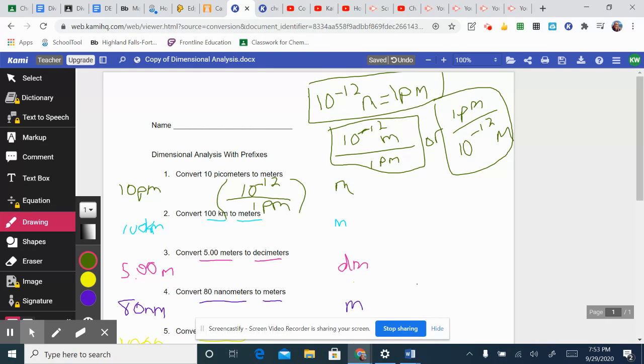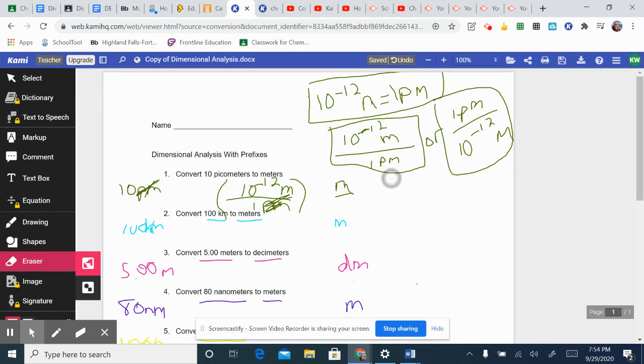So our units, picometers, they cancel. And our end unit, I didn't write the unit here, is meters, and our end unit here is meters, so we know we did it correctly. So the next challenge is to make sure we plug it into our calculator correctly.